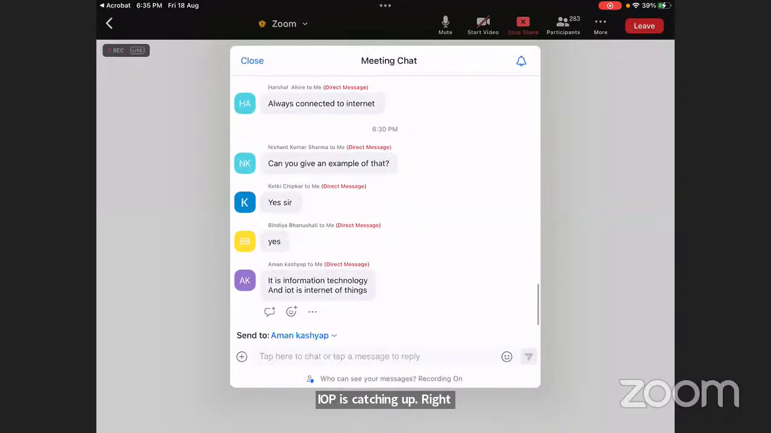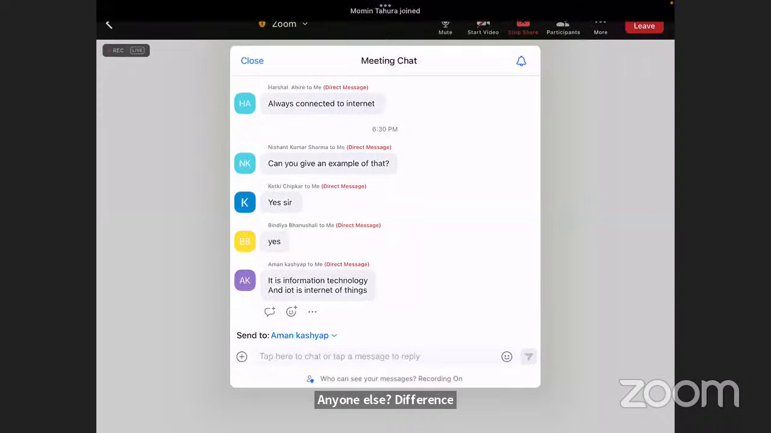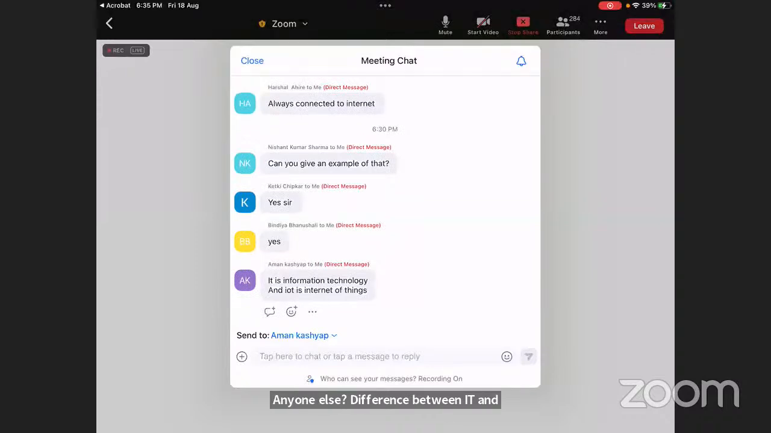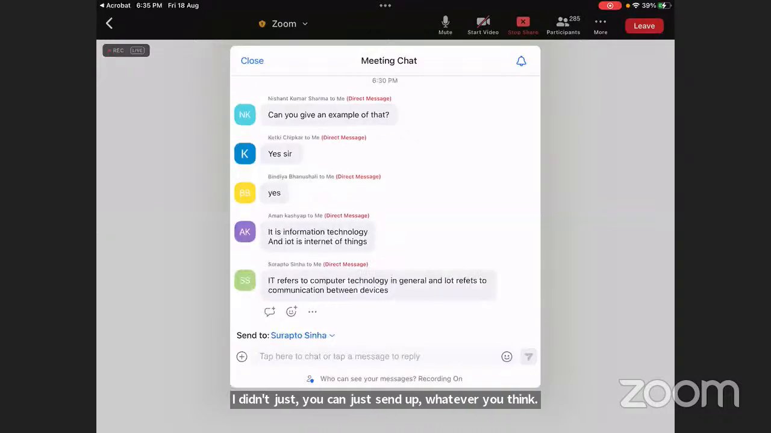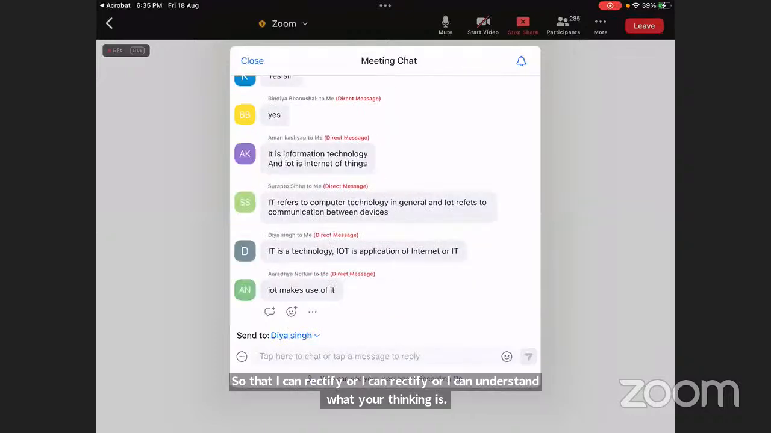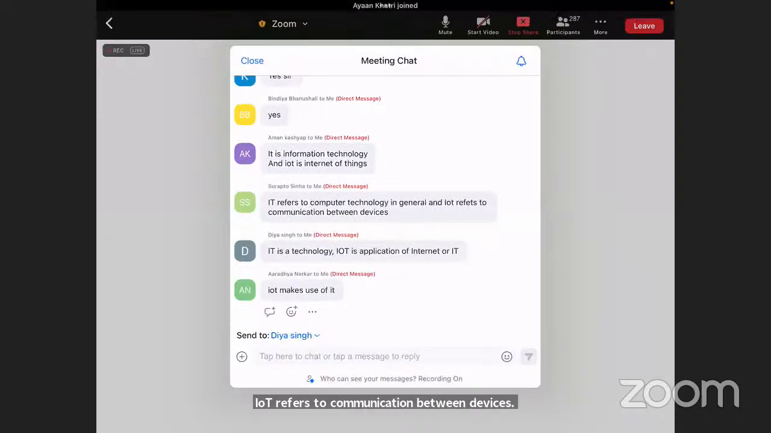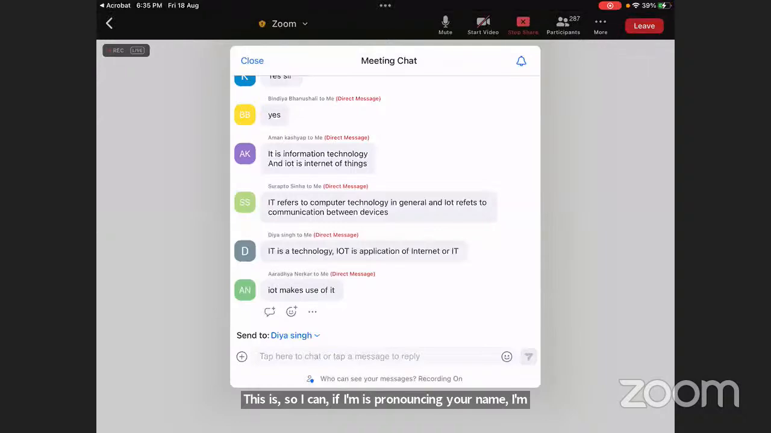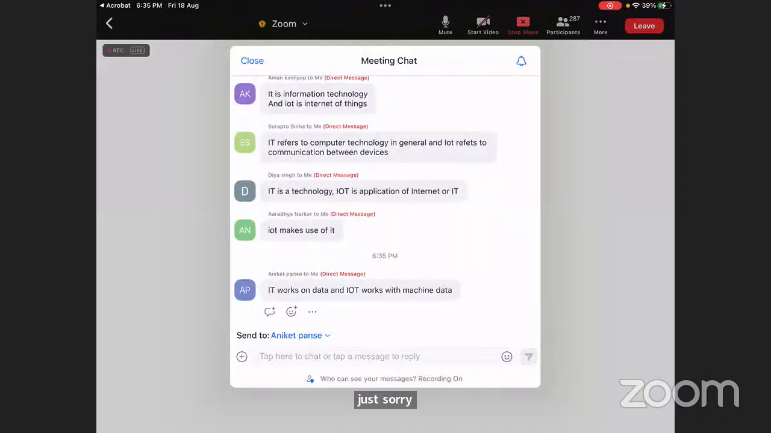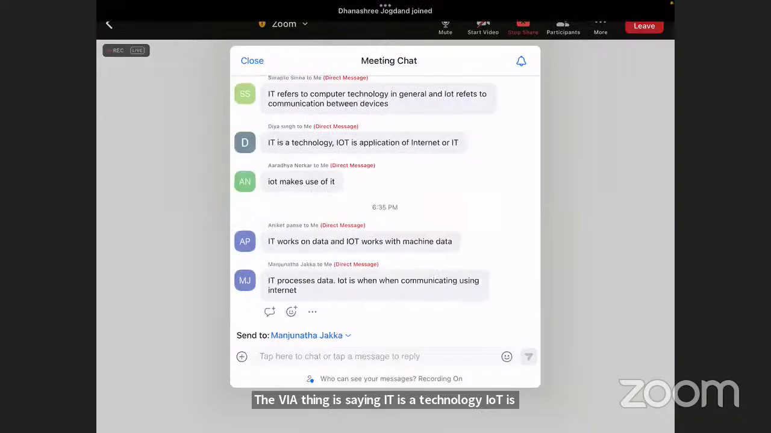Anyone else? Difference between IT and IoT? Just bindaas, you can just send whatever you think so that I can rectify or I can understand what your thinking is. IT refers to computer technology in general, and IoT refers to communication between devices. This is Shurapto, I'm sorry if I'm mispronouncing your names. Divya Singh is saying IT is a technology, IoT is an application of IT. Okay, Aradhya is saying IoT makes use of IT.